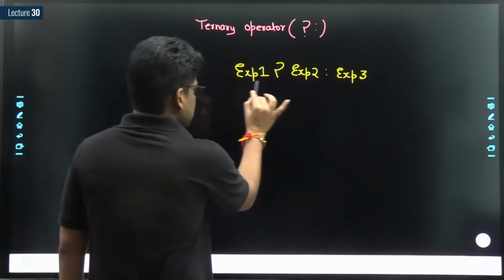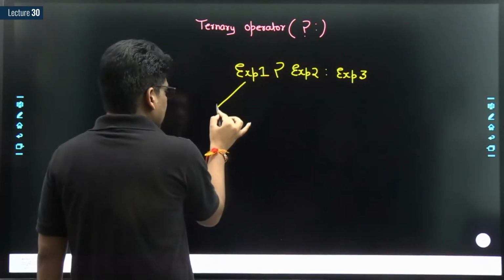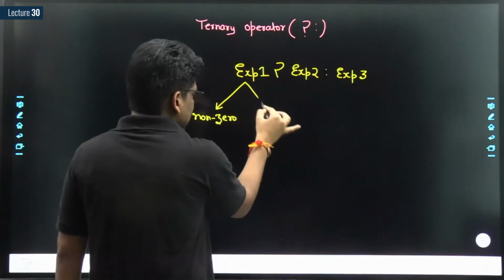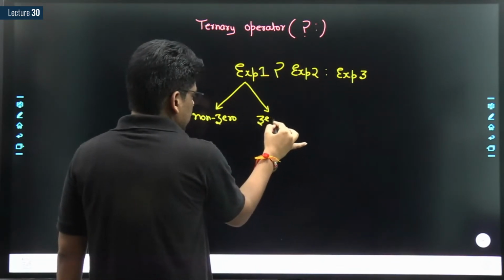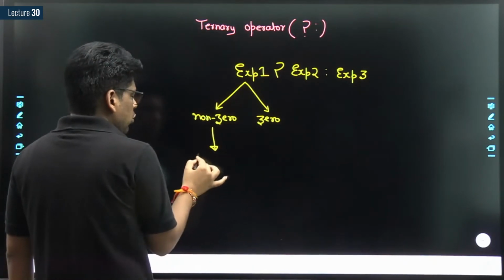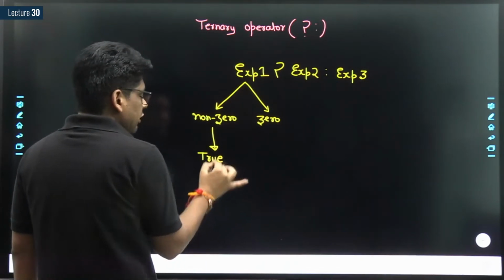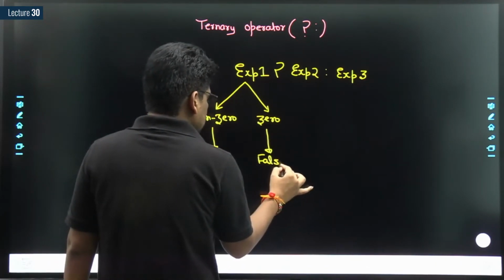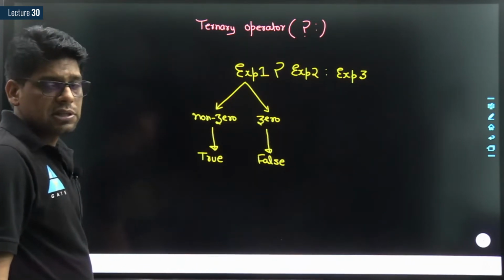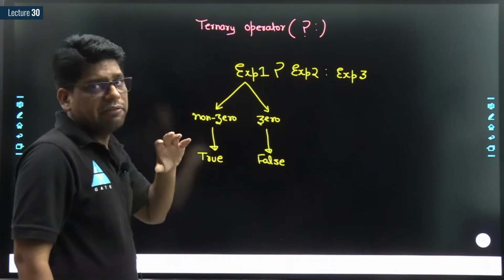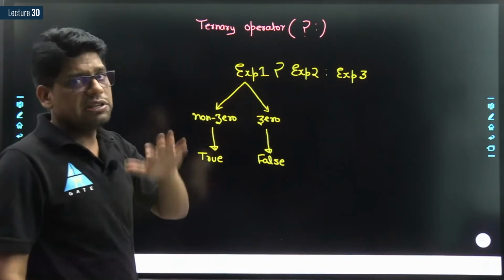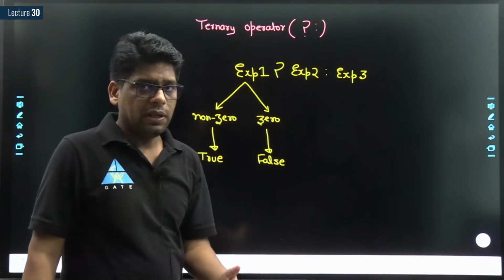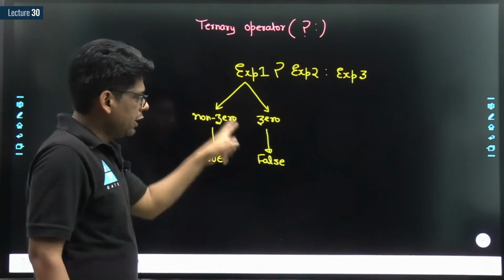See, because this is an expression, either its value is non-zero or 0. What do I mean by non-zero? Sir, in C programming, every non-zero value is treated as true and only zero value is treated as false. Done, sir. Firstly, expression 1 is evaluated by the compiler. Sir, it could be true or it could be false.